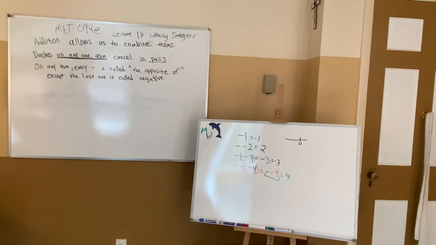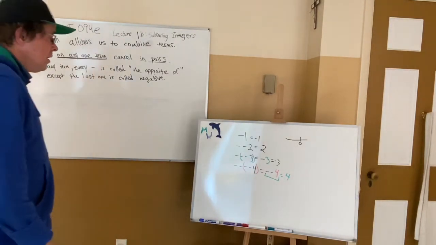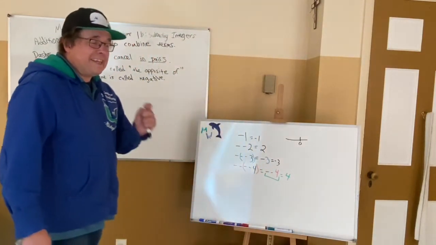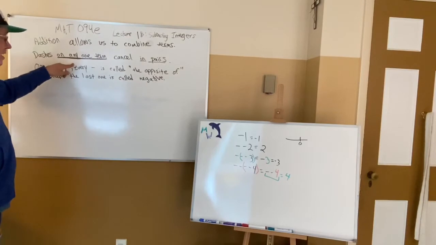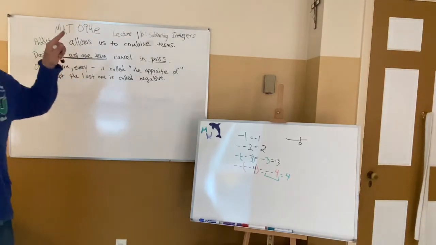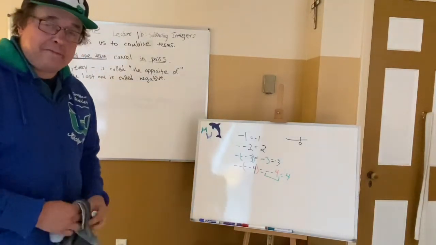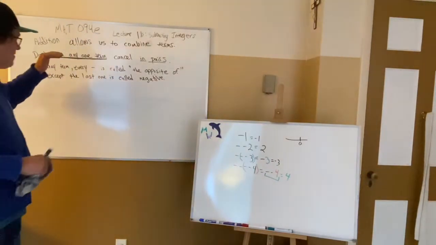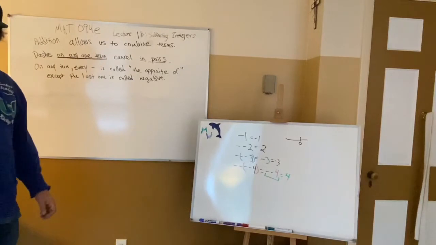And it doesn't matter how many you have. This leads to the even-odd rule, right? I don't call it the even-odd rule, but some people do. On any one term, if the number of dashes that you have is odd, then it's going to be negative.